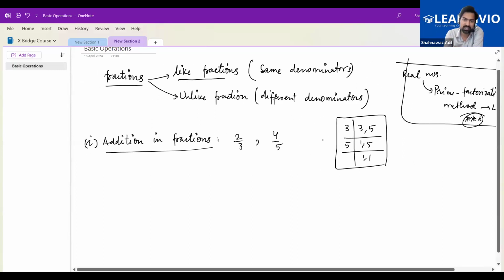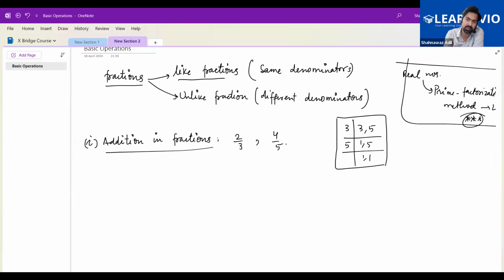So what we were discussing is, first, we have to take the LCM of the denominators, right? So what is the LCM? This is 15, 3 into 5, right? Now I want to make these two numbers like fractions, right? So what should I do so that I get 15, the least common multiple of 3 and 5? So what should I do in this 2 by 3?